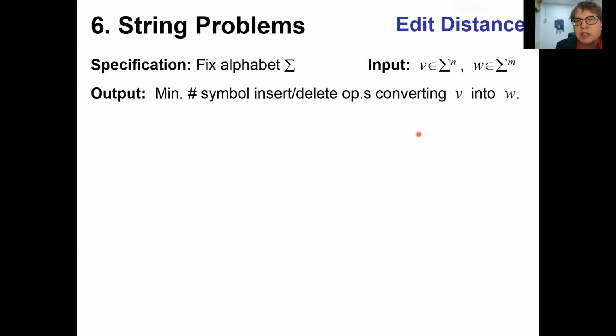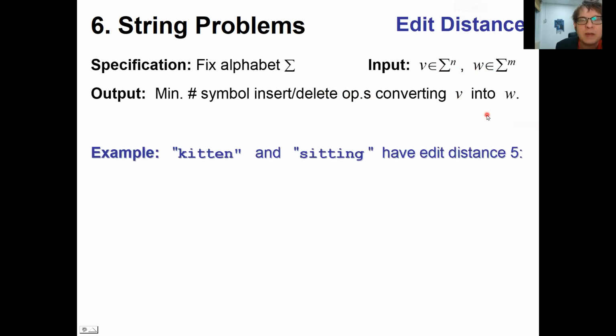And the goal is to convert the first string into the second string gradually by inserting and deleting symbols from the first string in order to arrive at the second string. Here's an example. Let's suppose that the first string is kitten and the second string is sitting. How can we convert kitten to sitting?